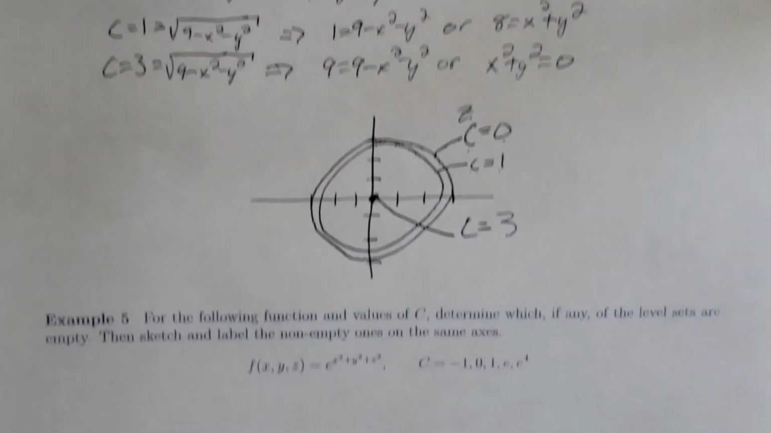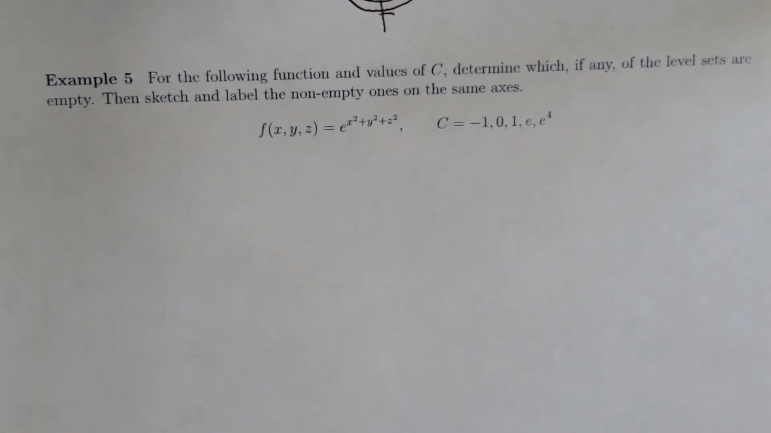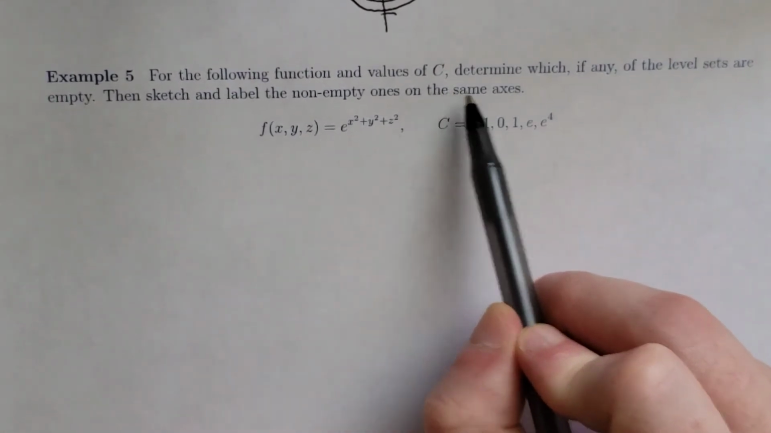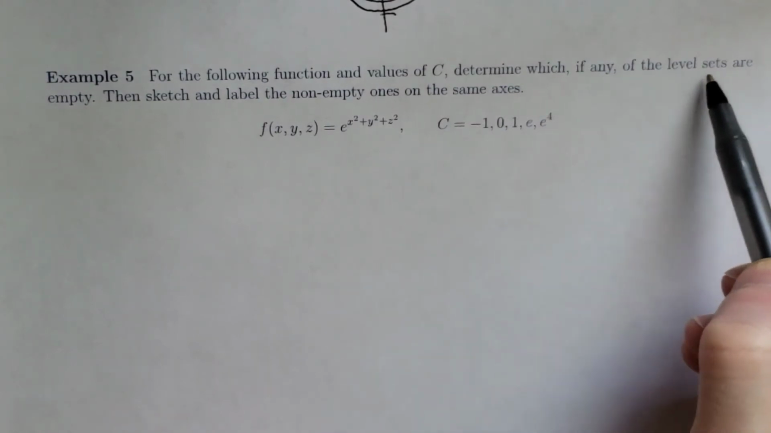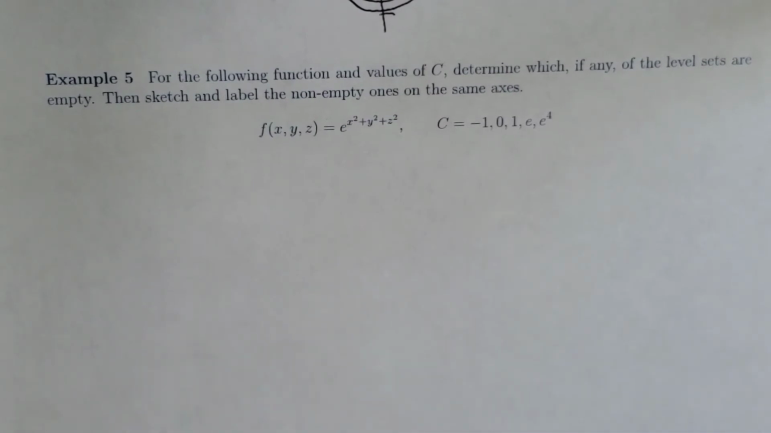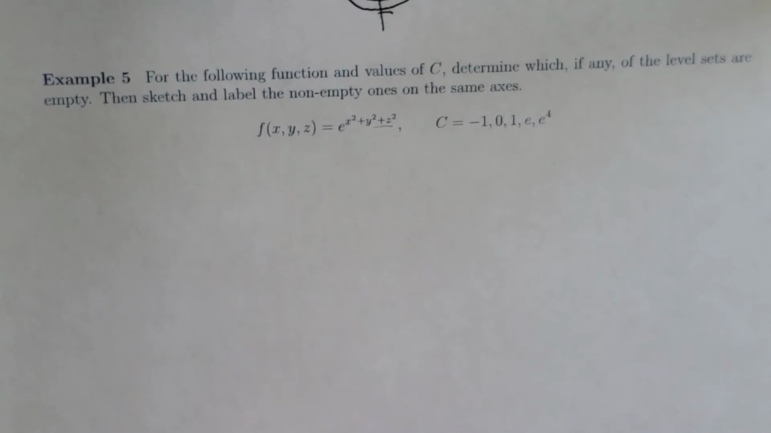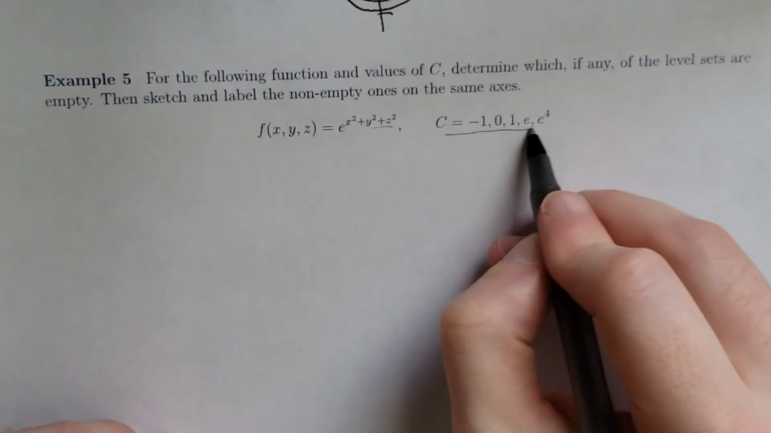Okay, we got one more example here. For the following function and values of c, we're going to determine which, if any of the level sets are empty, and then we're going to sketch and label the non-empty ones. Well, notice here we have a 3-dimensional function now. So now it's going to be a level surface that we sketch instead of a level curve. So we're actually going to be sketching surfaces in 3 dimensions as our domains here. But let's work through these 5 c values.